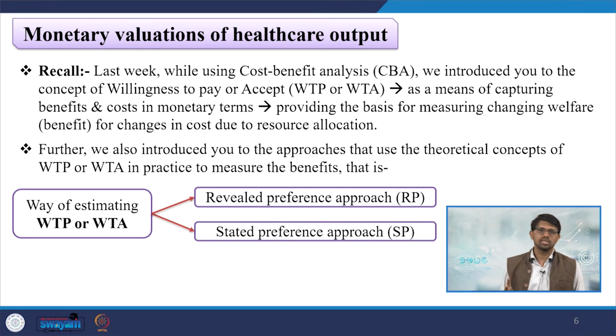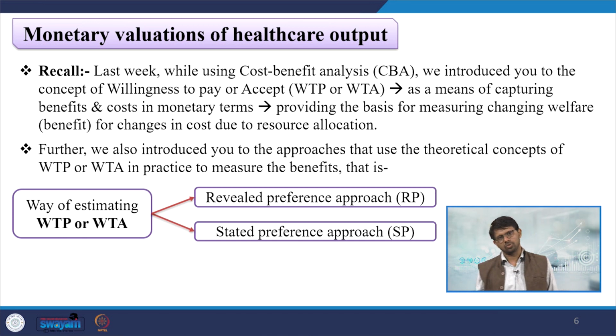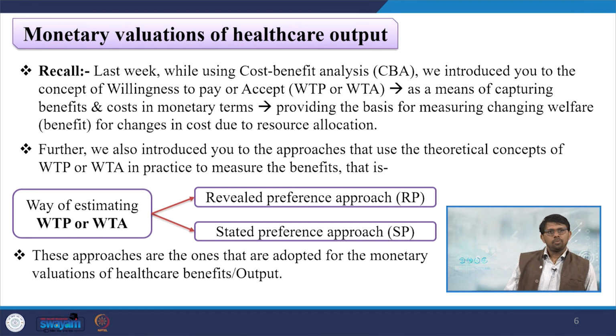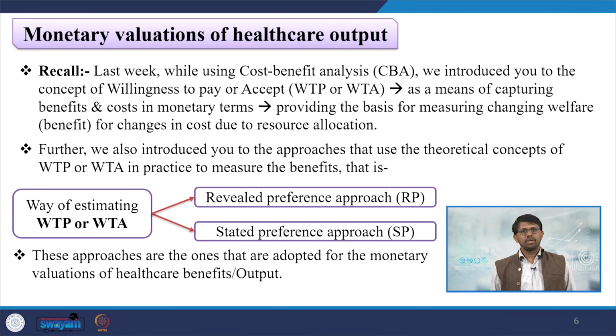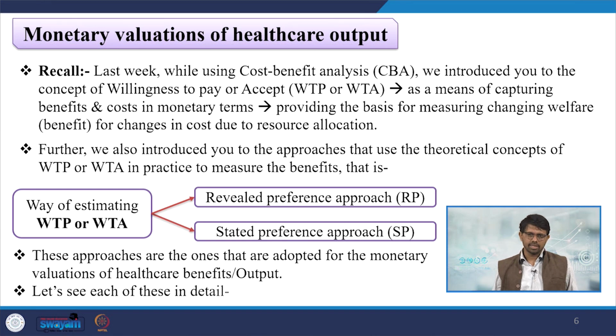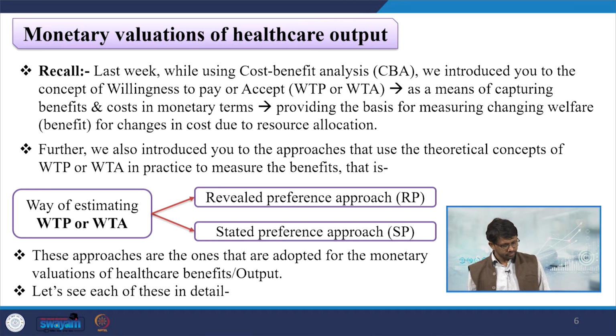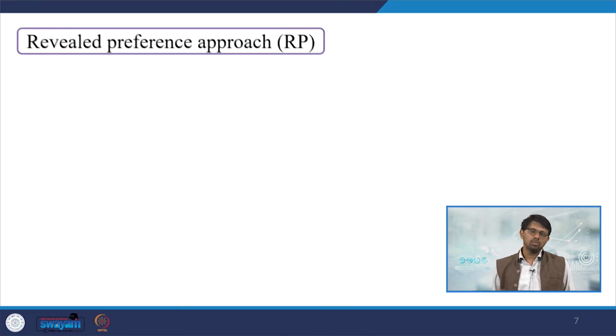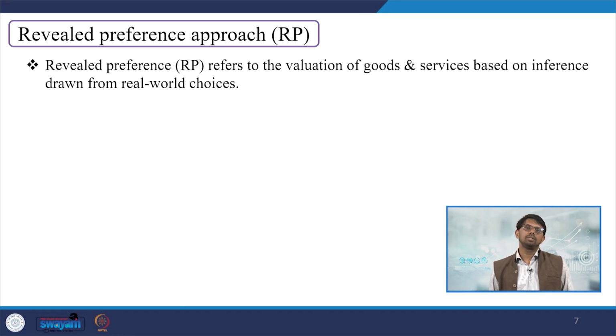There are two approaches in fact that authors usually follow, called the revealed preference or stated preference approach. These approaches are the ones that adopt the monetary valuation of healthcare benefits or output. So, we will explain one by one, starting with the RP, that is the revealed preference approach.